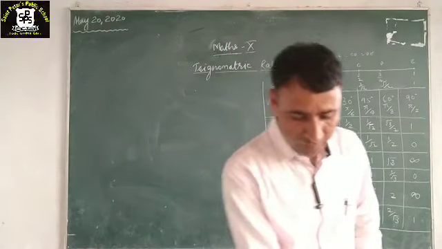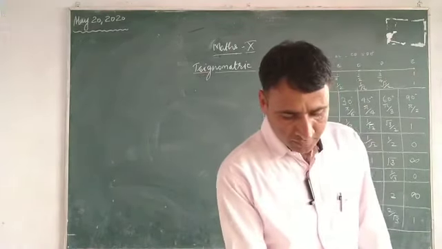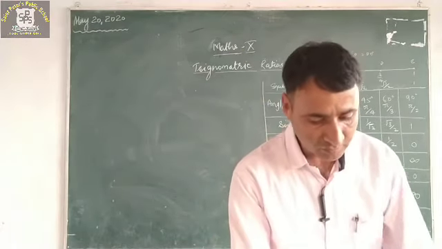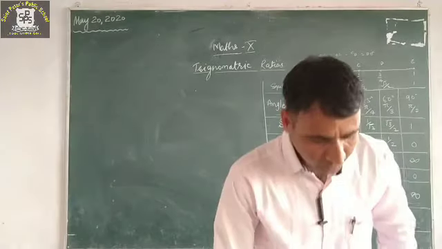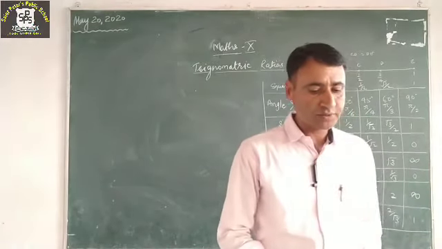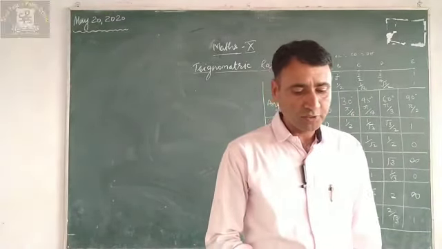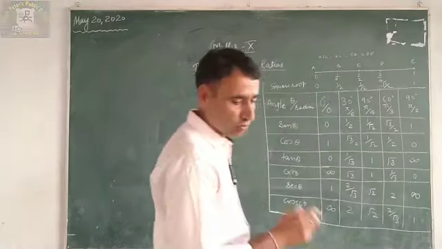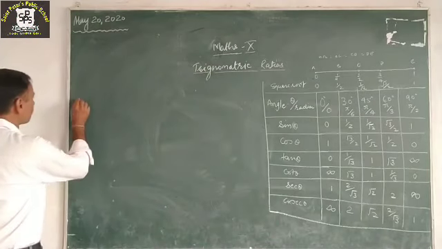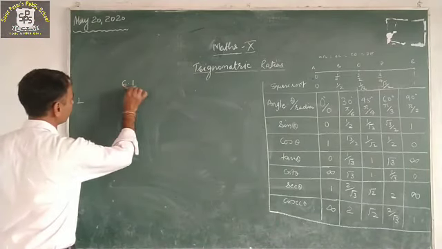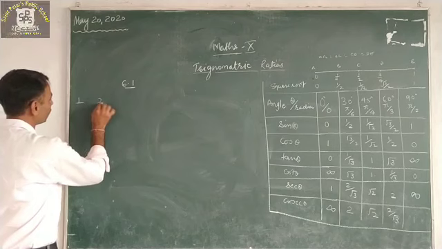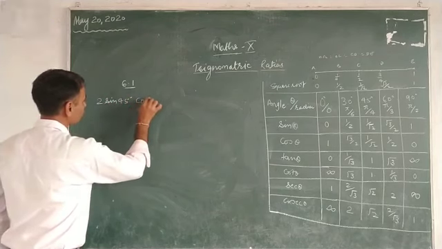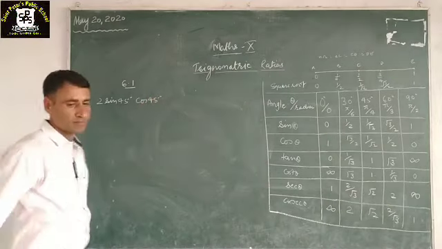Now we are going to practice some questions. So let's move to the exercise because we don't have much time. The first question is, find the value of the following: 2 sine 45 degree cos 45 degree. How are we going to use this table now? So the first question of exercise 6.1 is, find the value of 2 sine 45 degree cos 45 degree.